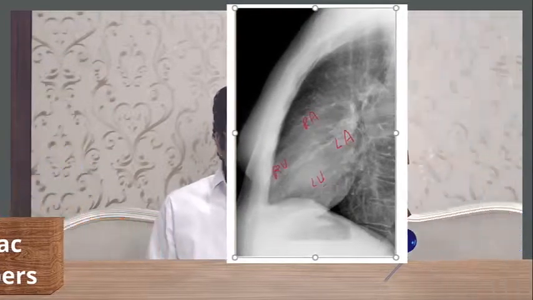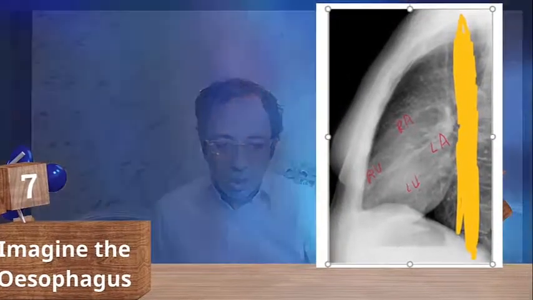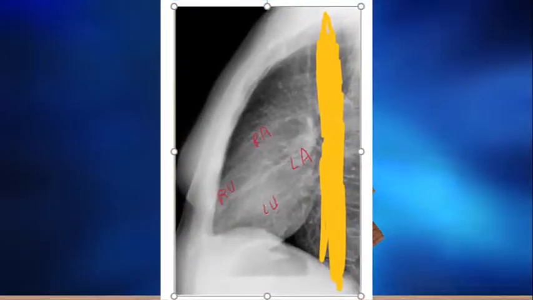And I want you to think now, where is the esophagus located? So let me take a pen and mark it. If I take a yellow color pen and mark the esophagus here, this is where the esophagus would have been. Now remember the barium swallow we saw, the esophagus in the middle was pushed backwards. Now I want you all to think over it.